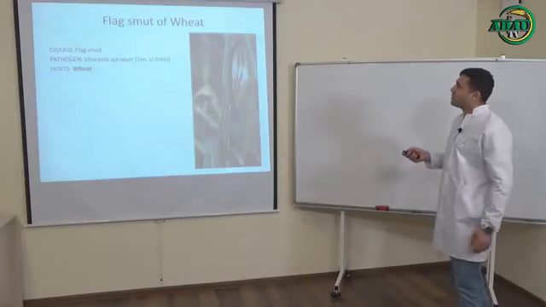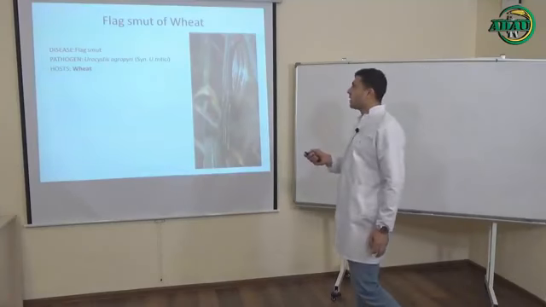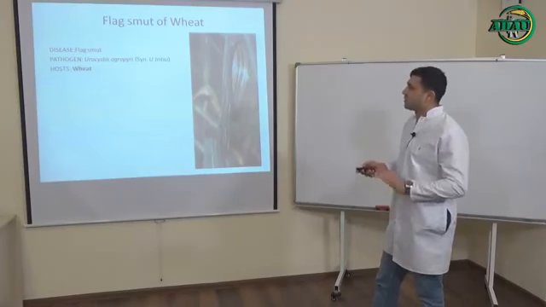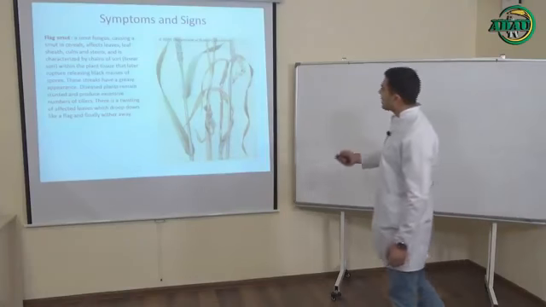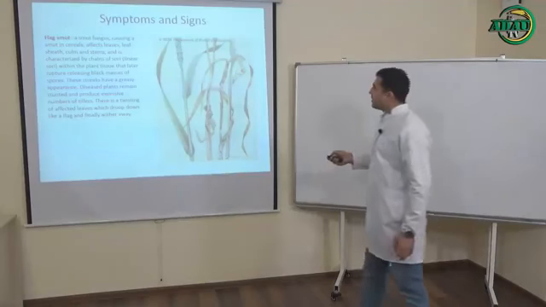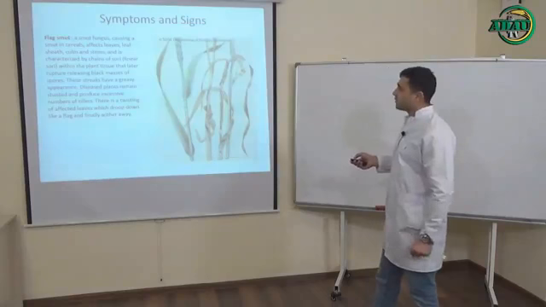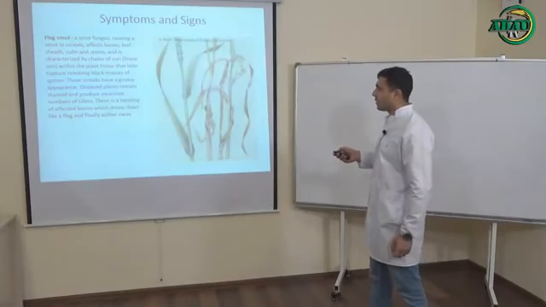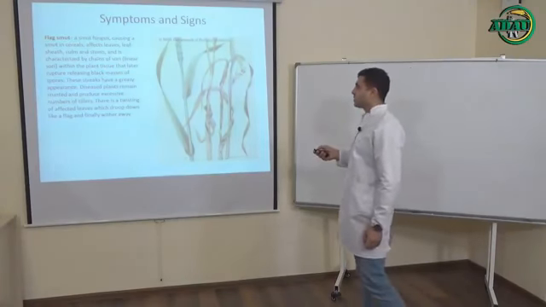And we can also see here flag smut of wheat. The disease name is flag smut, and here are also the pathogen names, and the host plant is wheat. So here are the symptoms. You can see here how the plant leaves are curled. The name is, of course, flag smut. Flag smut causes a smut in cereals, affecting layers and also leaf. And it is characterized by changes of the linear streaks.